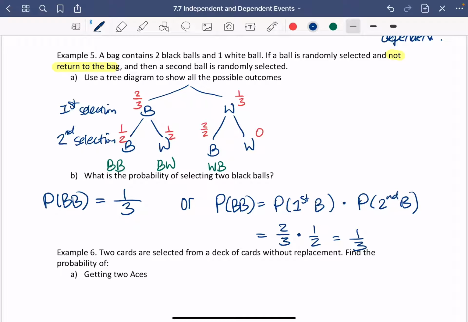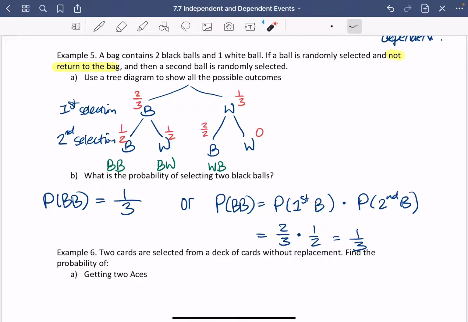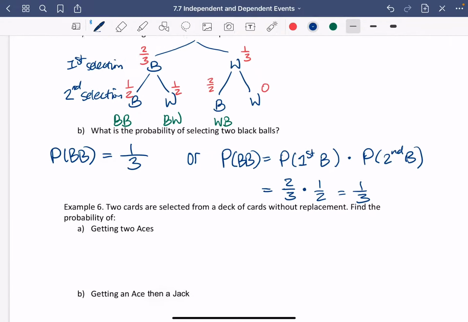Okay, it doesn't make too much difference. Well, it doesn't make any difference at all, because these 2 methods can be used interchangeably. You can either use your tree diagram, or you can use this multiplication.